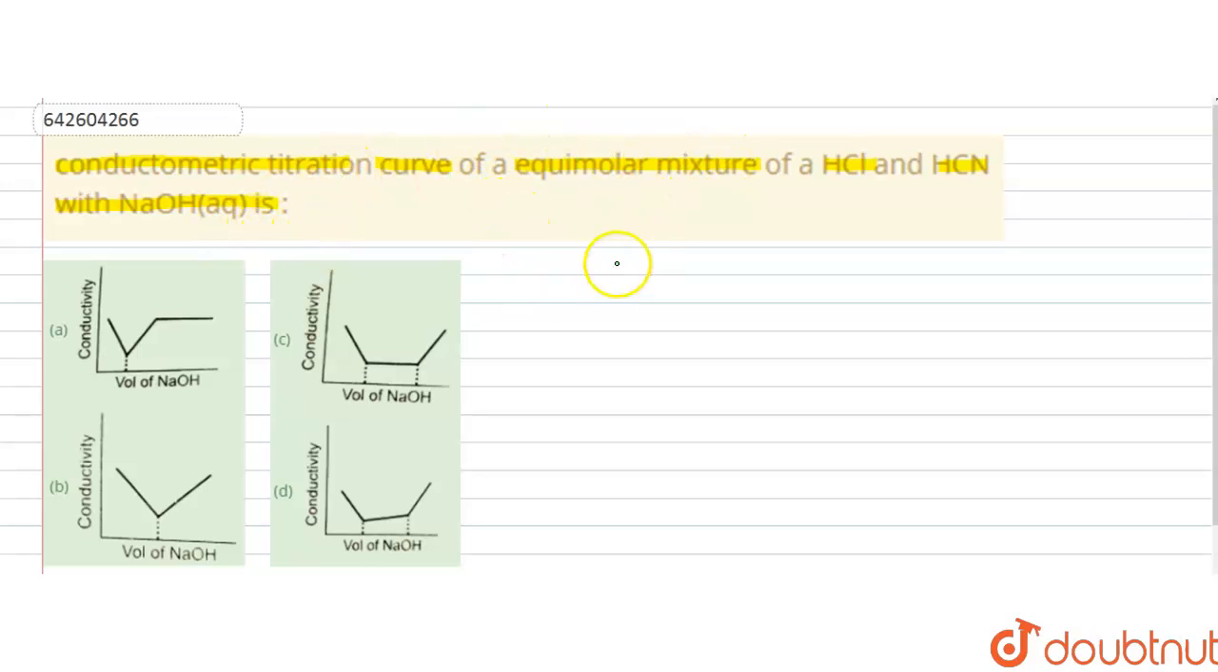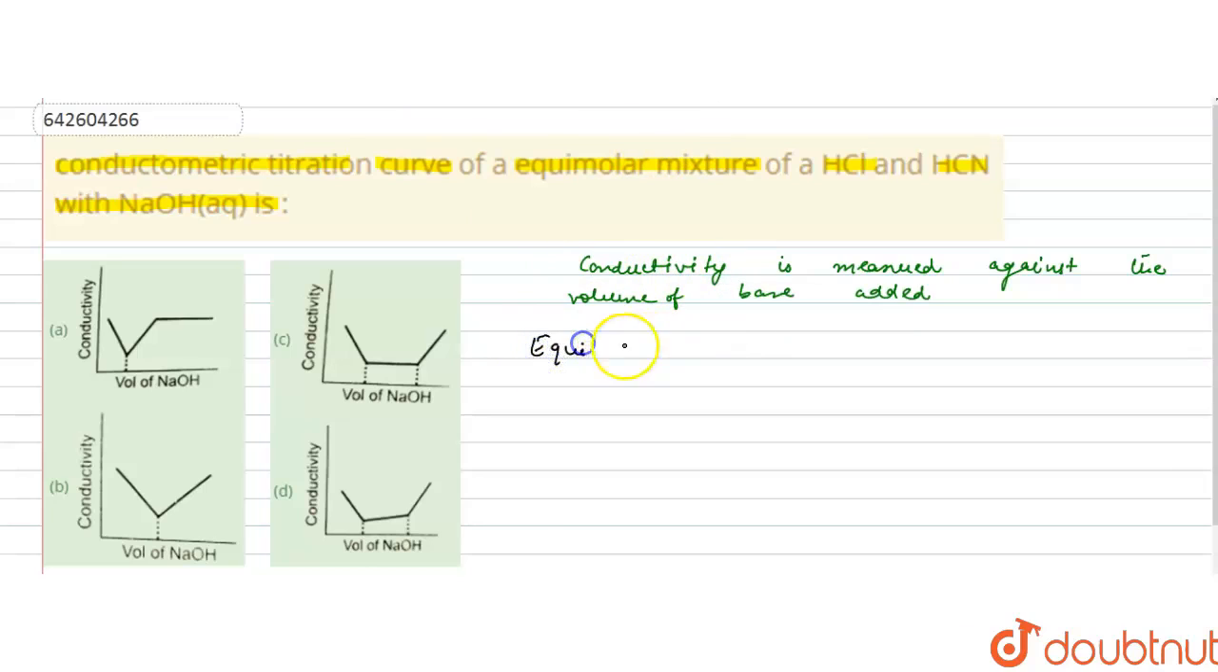So first of all, what is conductometric titration? In it, conductance or conductivity is measured against the volume of base added. So this is the plot of the conductometric titration. Conductivity is plotted against the volume of the base added. Now we are given here the equimolar mixture of HCl and HCN.